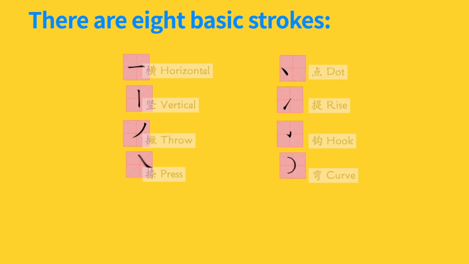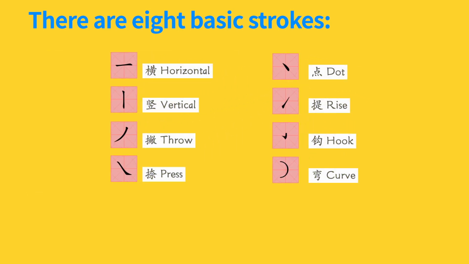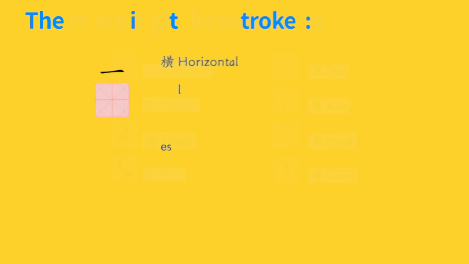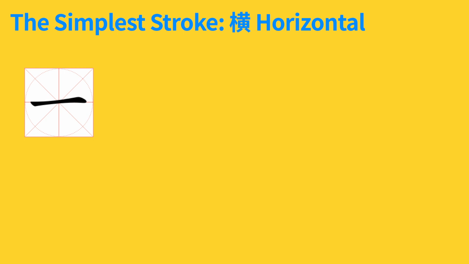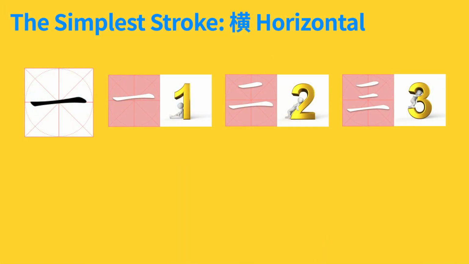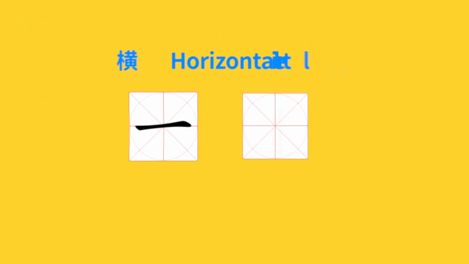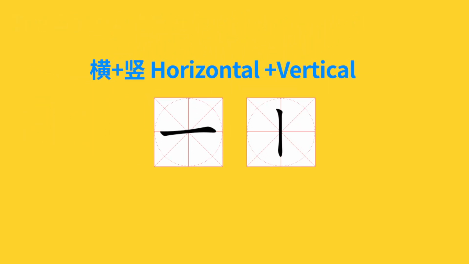In last video, we have learned that there are 8 basic strokes in Chinese characters. We also learned how to write heng or horizontal by writing 3 characters, 1, 2, 3, which mean 1, 2, 3. Today we are learning how to write shu or vertical.